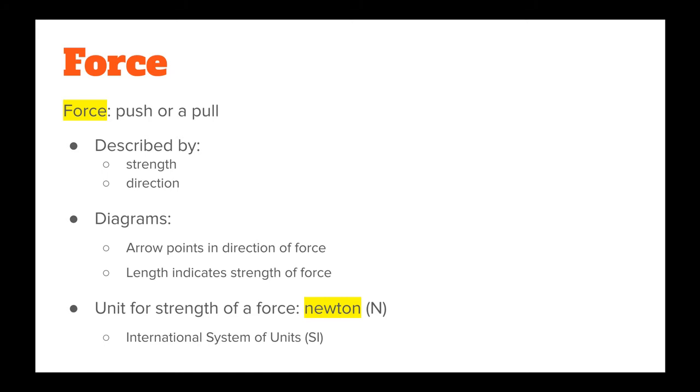When you draw diagrams, you draw an arrow to indicate the force. The arrow points in the direction of the force. So if you have a box to your right and you're pushing on the box, the arrow would point towards the box, so towards the right. However, if you're pulling on the box, that means you're applying the force towards yourself. So the arrow would point towards you, so towards the left. Now the unit for strength of the force is a Newton, also written as a capitalized N. Capital N, not lowercase n.